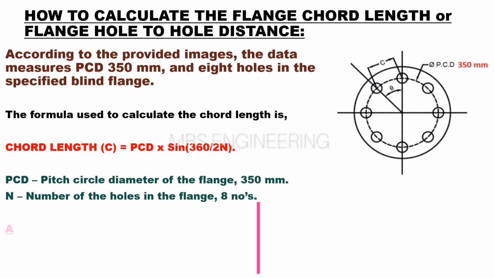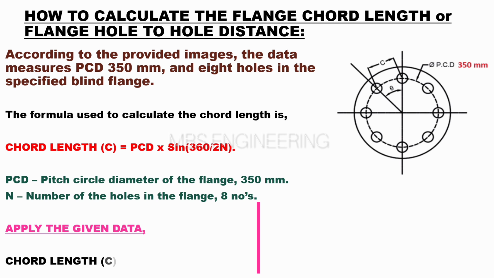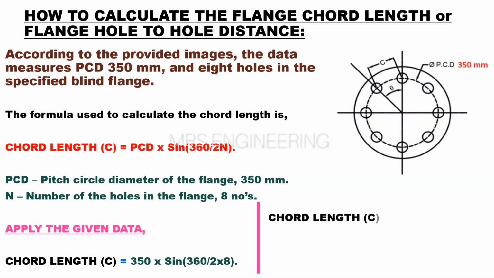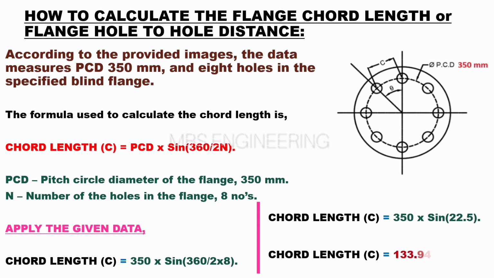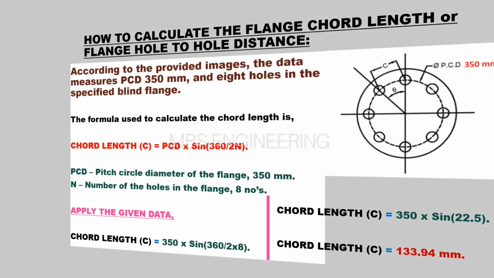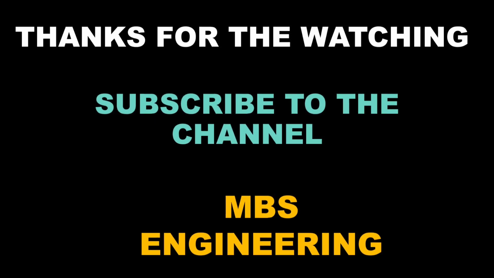Next, we will get the chord length. Apply the given data in the above equation. The chord length is equal to 350 multiplied by the sine of 360 divided by 2 into 8. Next, chord length, C, is equal to 350 multiplied by the sine of 22.5. Therefore, the obtained chord length, C, is 133.94 millimeters. We hope these explanations help you understand how to calculate the chord length of the flange or flange hole-to-hole distance.